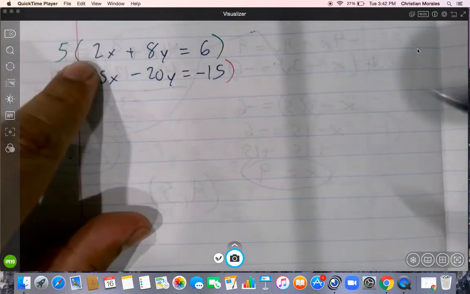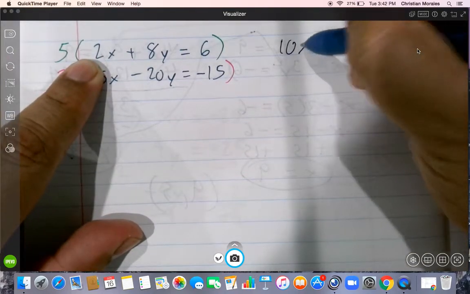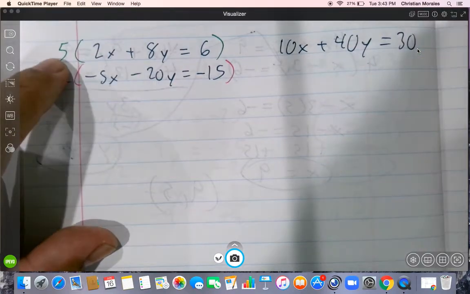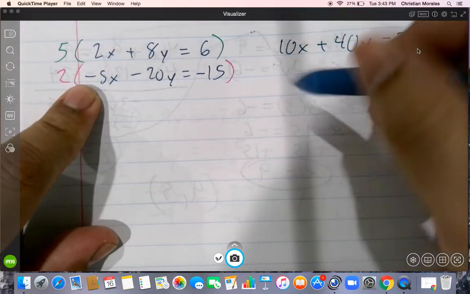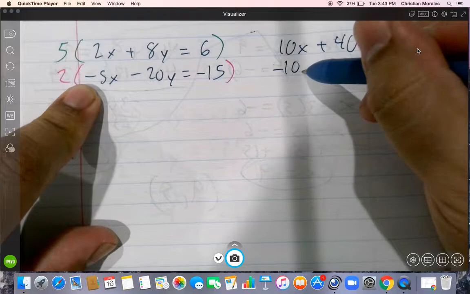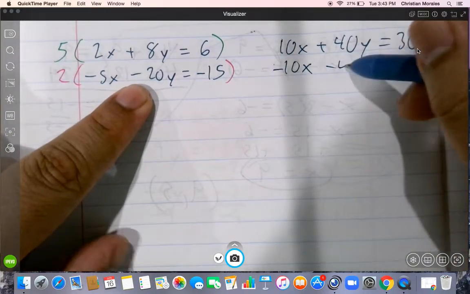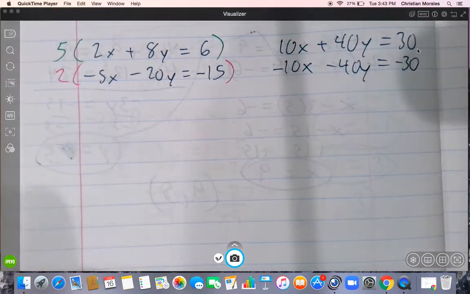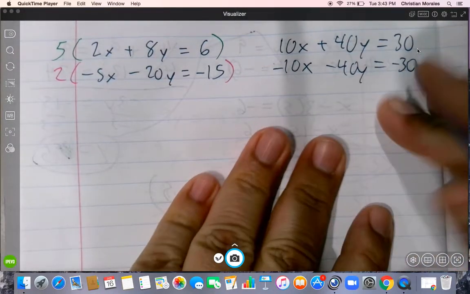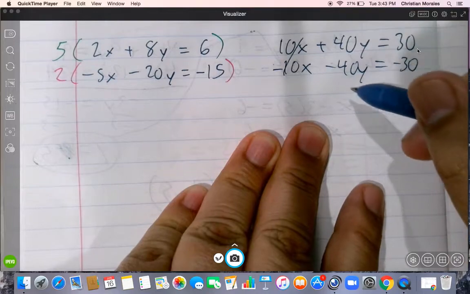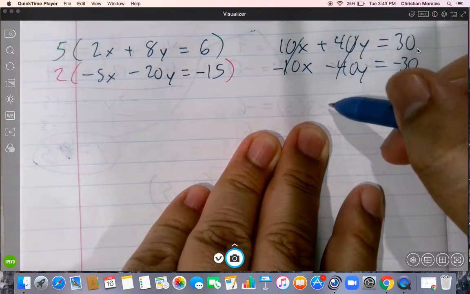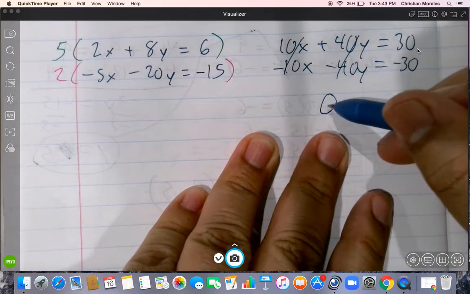Okay, so here's what the top one looks like. 10x plus 40y equals 30. That's the top. The bottom one, -10x minus 40y equals -30. Okay, this cancels out, but now also I notice, oh wait, this cancels out too. So there's nothing left on this side. I get 0 on this side.